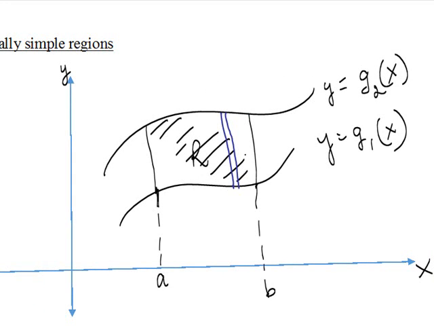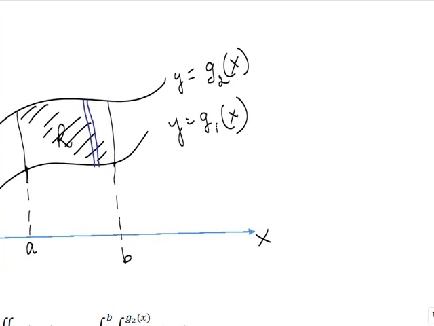So if I move this strip, the bottom end is always going to lie on y equals g1 of x, and the top part is always going to lie on y equals g2 of x. This is called a vertically simple region. How do you integrate this? And this is the double integral. This is what you do.